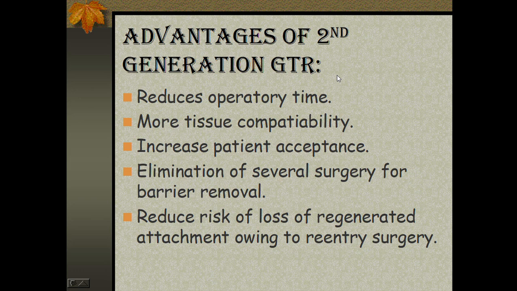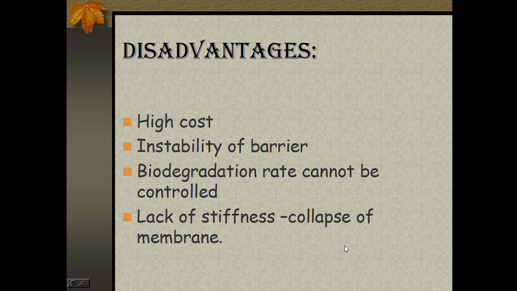Advantages of second generation GTR: reduced operatory time, more tissue compatible, increased patient acceptance, elimination of several surgeries for barrier removal, and reduced risk of loss of regenerated attachment owing to surgical re-entry. Disadvantages: high cost, instability of barrier, biodegradation rate cannot be controlled, and lack of stiffness or collapse of the membrane.